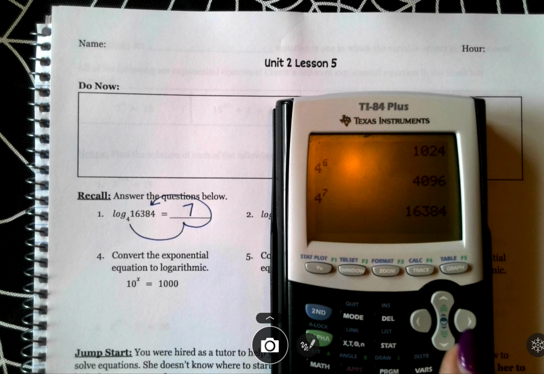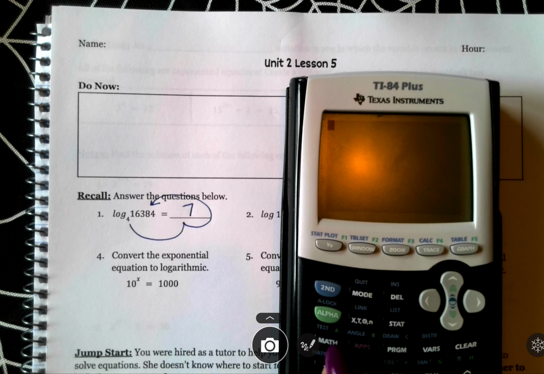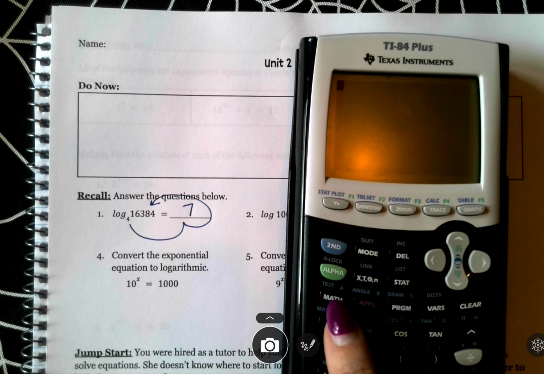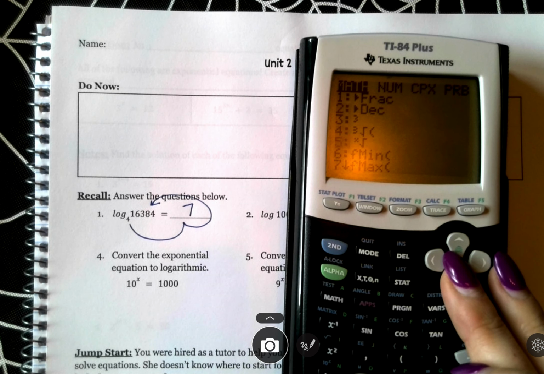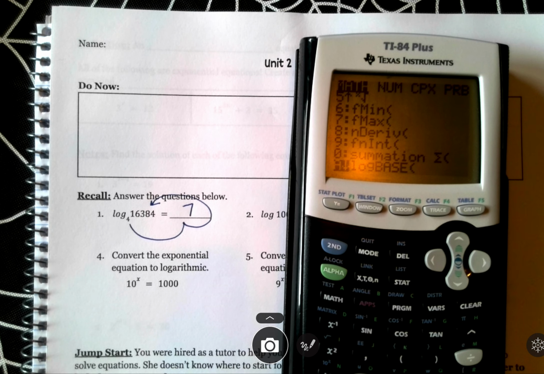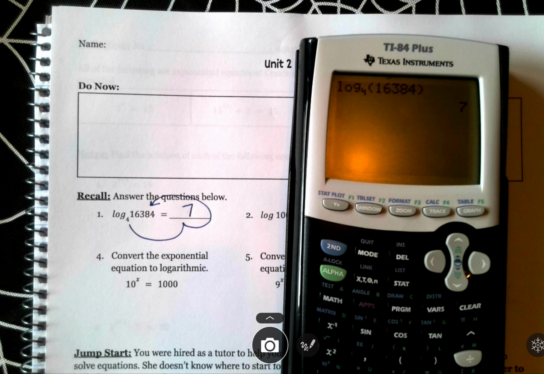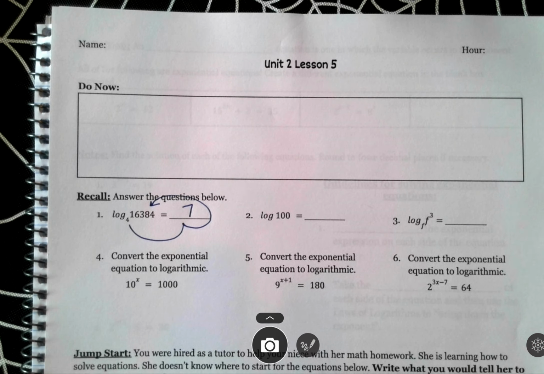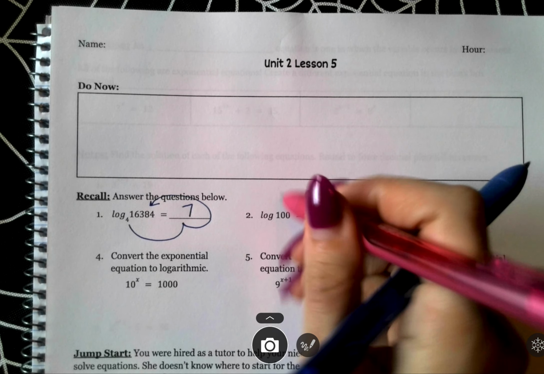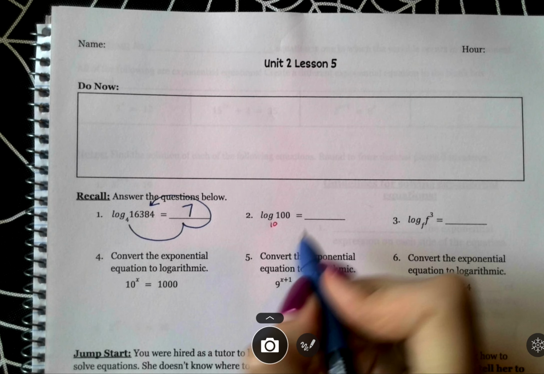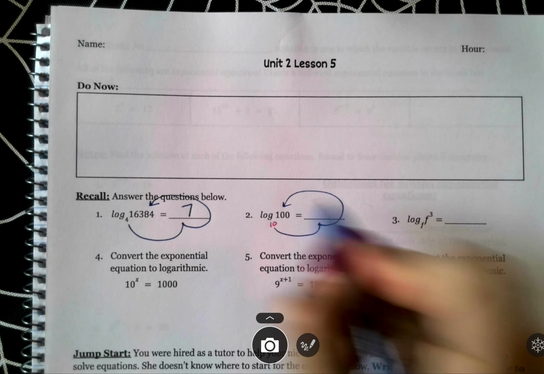But then we also can use our math button on our calculator. So math is here under alpha. I can click that. And then pretty far down, I have log base, and I can just type this in. So log base 4 of 16,384 gives me 7. So this one here, if I don't have a base, I do have an invisible base 10. So 10 to the power of what gives me 100?